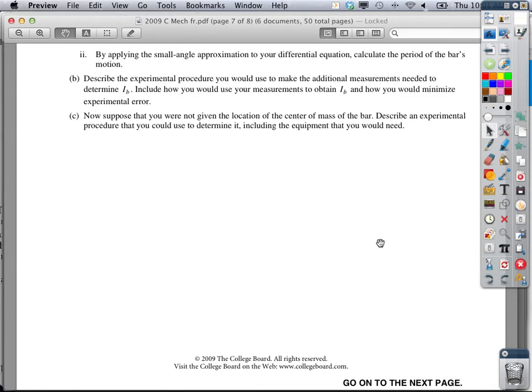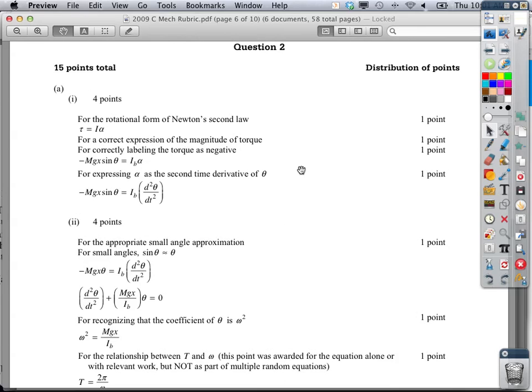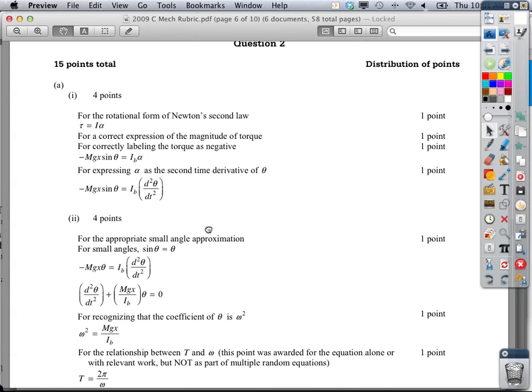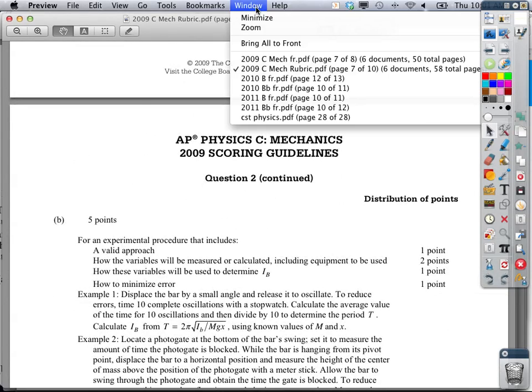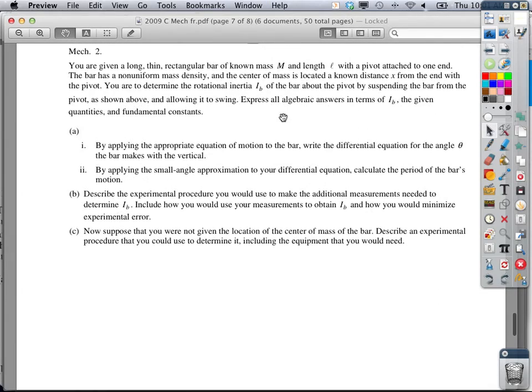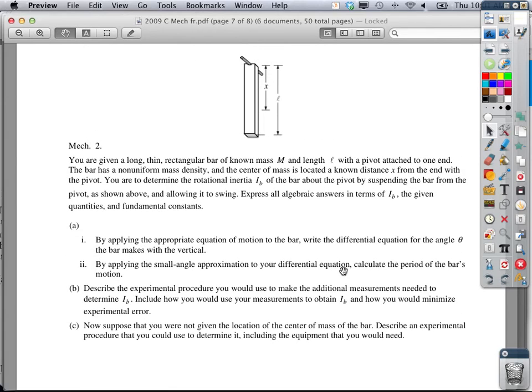Now, let's take a look at something, which is what I really wanted to talk about. I think this first part is a no-brainer. That's easy if you know what those terms mean. This part II is extremely difficult, and that's 4 points. But look at the rest of it. It's easy, right out of an experiment. How would you measure this? Describe the experimental procedure used to make the additional measurements needed to determine and include how you would measure I. All you do is figure out a way to let this swing back and forth and time it. Then use that period, because if you know the equation for the period, you can plug that in and get I.